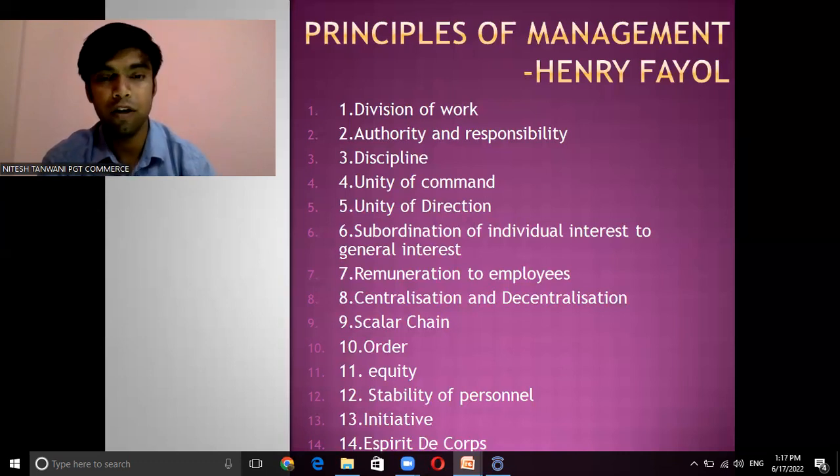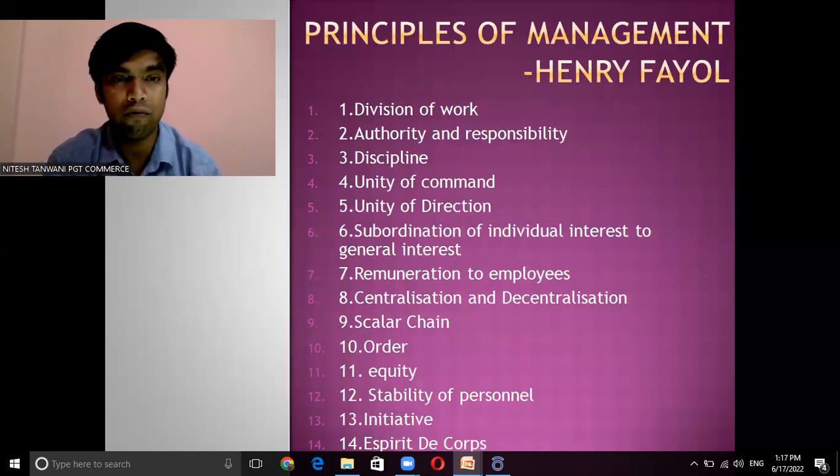The 11th point is the principle of equity. Equity means equality. Equality should be there. There should be no discrimination among the employees.